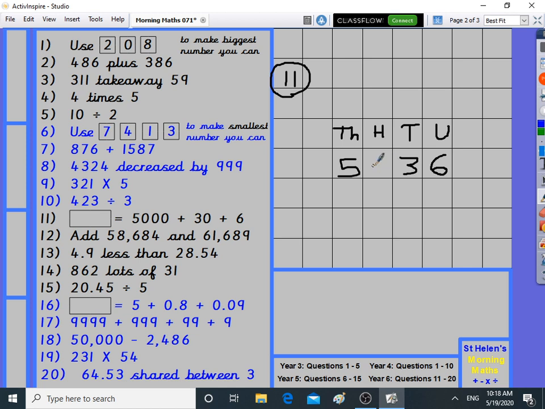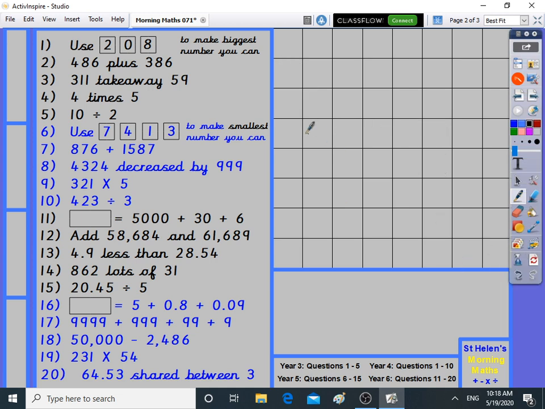There's nothing here, but it's a very important 0 that we're going to place. And it's 5,036. 5,030 and 6, unsurprisingly, is 5,036. So in the box we'd go 5,036.